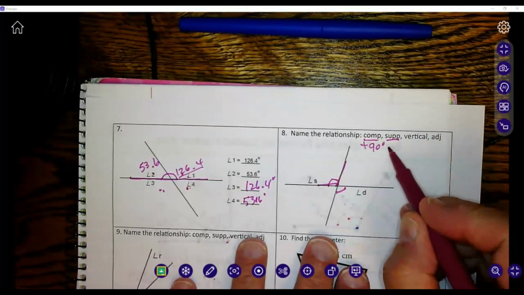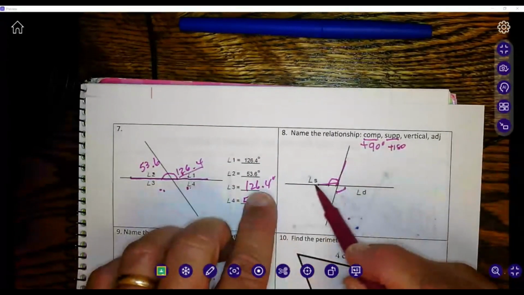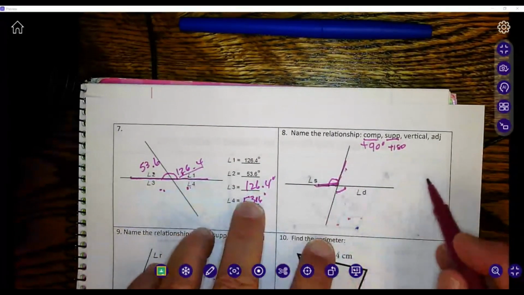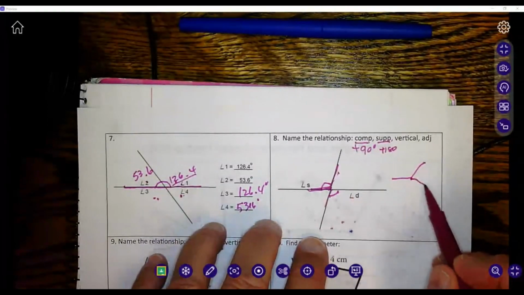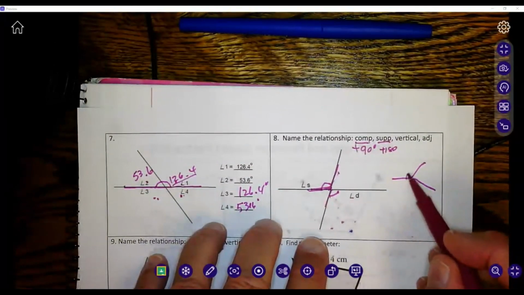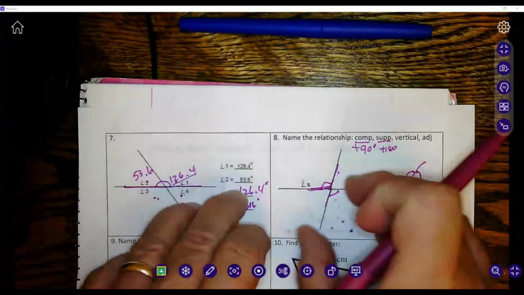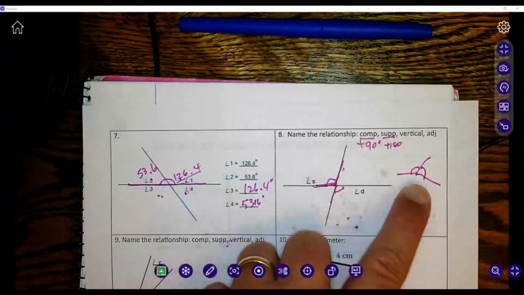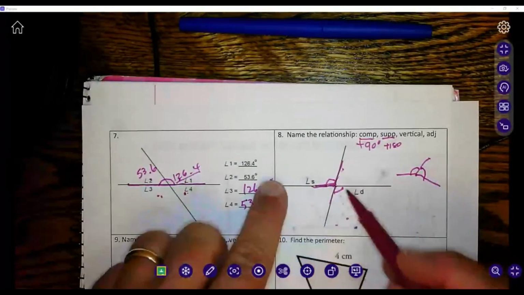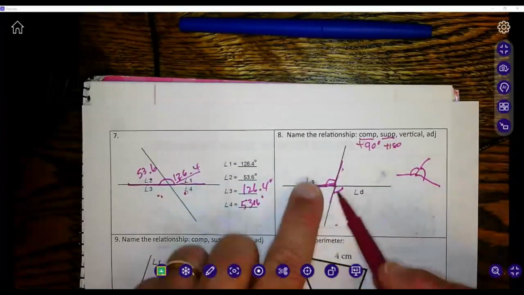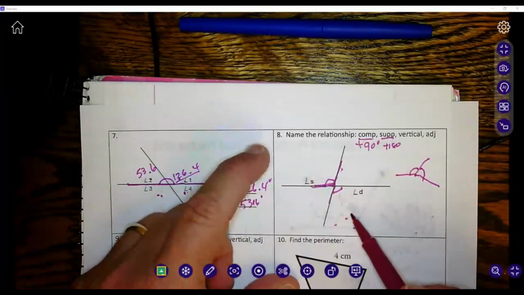Supplementary means the two angles add up to 180 degrees. If I took this angle and added this angle to it, it would come down like this. This would be the first angle, angle S, and we put next to it angle D. We put that up here. It would be this. Those don't add up to 180 degrees. These two angles are too big to add up to 90, and they're too big to add up to 180.